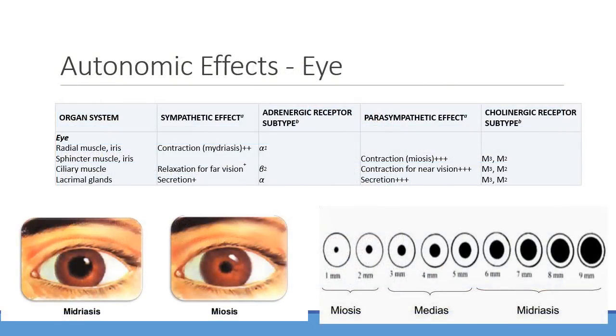Okay, so looking at the eyes, let's look at some of the autonomic effects you can see here. Again, I'm not going to get super granular and talk about M2 versus M3, but just know what I'm saying. I'm talking about the muscarinic receptors. We're talking about these M receptors. That's all that means there, right?